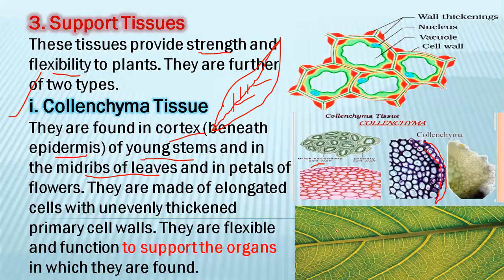So that's why the midrib and the young stems are flexible as well as quite stiff. They are made up of elongated cells with an unevenly thickened primary cell wall. They are flexible and function for the support of the organs in which they are found. If they are present in the leaves, in the midrib, it supports the leaves. The leaf does not break easily, and also it conducts the water.